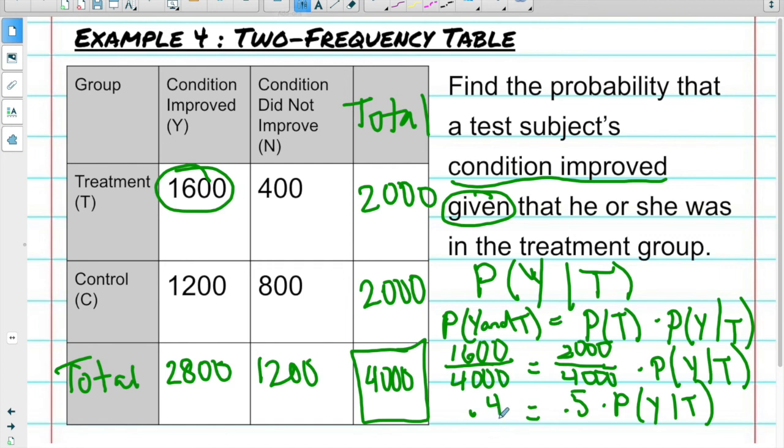Okay, when you get those as decimals, it's 0.4 equals 0.5 times the conditional probability, and then we divide both sides by 0.5 to get 0.8. So the probability that somebody's condition improved, given that they were in the treatment group, is 0.8 or 80%. So that means that overall this drug is pretty effective. Okay? That's all I got.